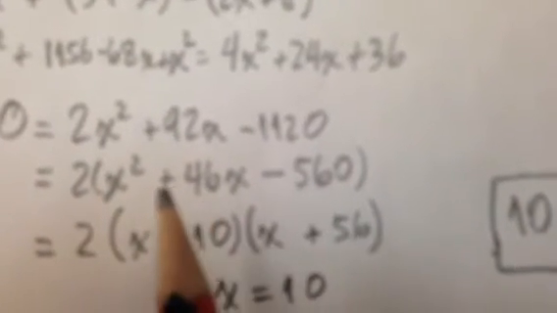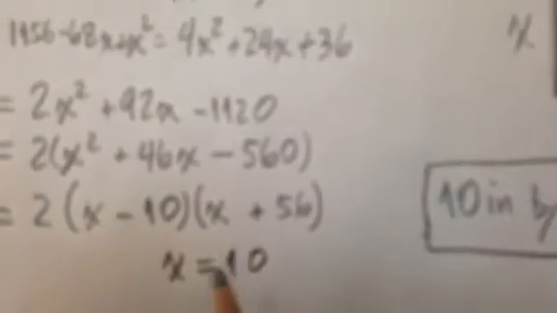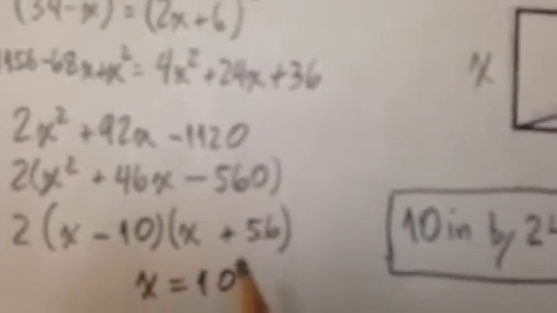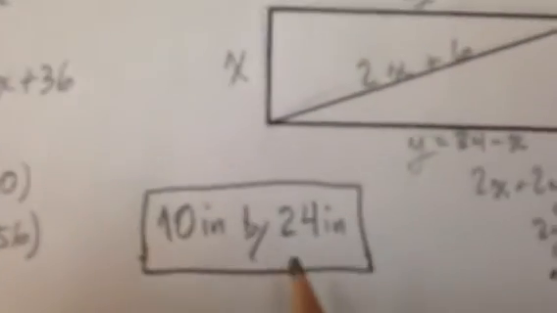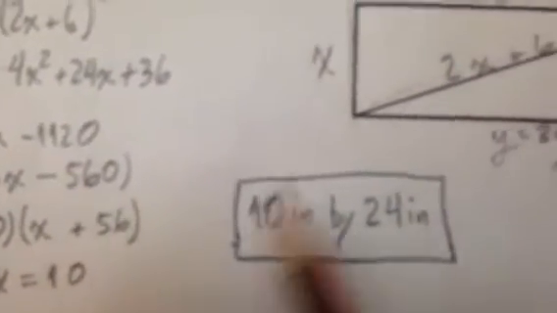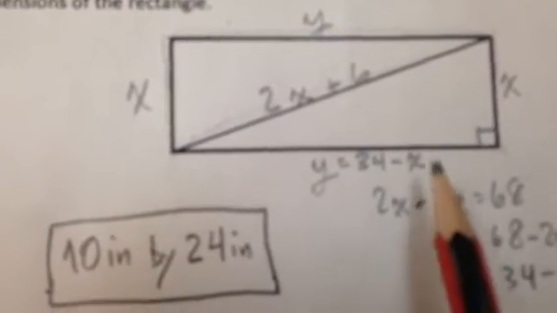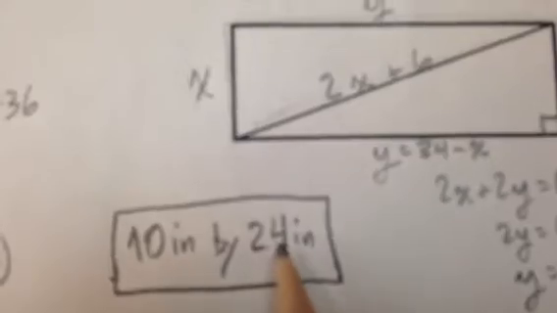And of course, you could use the quadratic formula. You get the same numbers. The answer for x is 10. You also get a big negative number, negative 56, but I don't really care about that. That wouldn't really apply to the length of a side of a rectangle. So it's 10 inches that way, and it's 34 minus 10 on this side, which makes it 24. 10-inch by 24-inch rectangle.